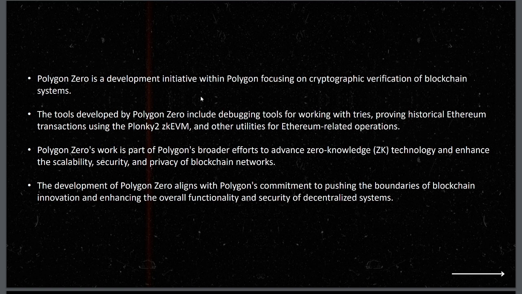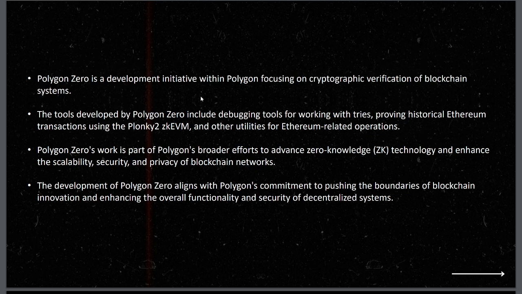Moving forward to Plonky2 ZK-EVM. So Plonky2 is a recursive SNARK developed by Polygon Zero, which is used to power the Polygon ZK-EVM, which is a zero-knowledge Ethereum virtual machine. The system is designed to efficiently generate zero-knowledge proofs for Ethereum transactions, enabling fast and secure verification on the Ethereum blockchain. There are various other utilities and research work that is being done by Polygon Zero as well.